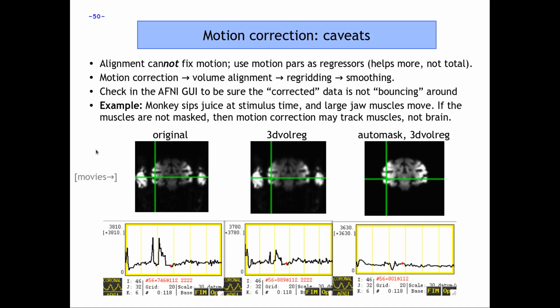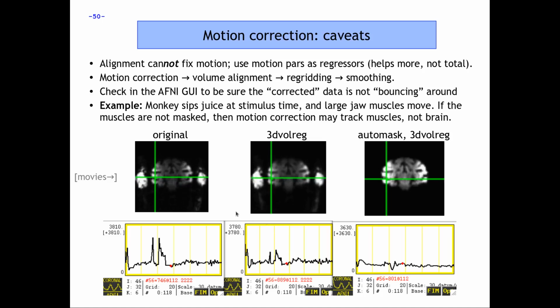And here's an example case of a macaque study. In this particular study design, the monkeys received juice at stimulus time, okay? And they have really large jaw muscles. So here you can see their jaw muscles and the brain. If we just perform 3dvolreg on this data, you can see that there are spikes in it, and the output still looks like it moves around a bit. I can see the brain moving, and I still see spikes.